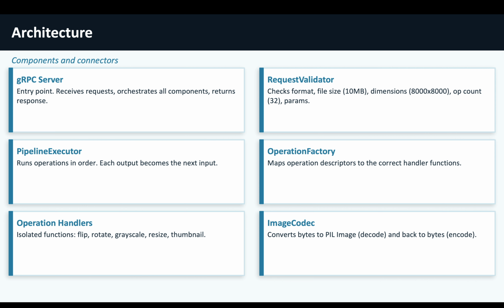The pipeline executor runs operations in order. And then the operation factory maps each operation to the correct handler function. And the operation handlers are the isolated functions. So these are the flips, the rotates, the grayscales, all the actual image transformations. And then the image codecs are what converts the image that the client is sending to a Pillow image, so that it decodes and encodes so that we can make those transformations on that image.